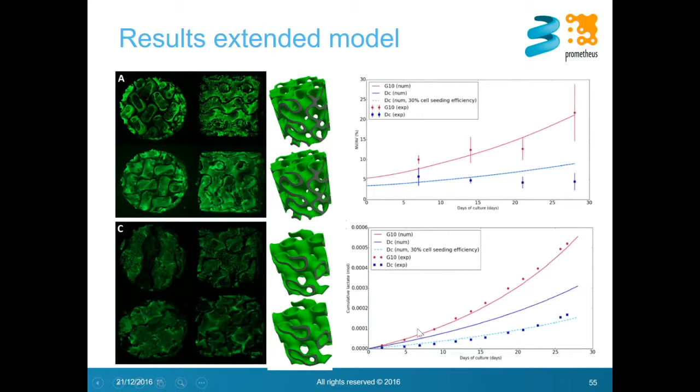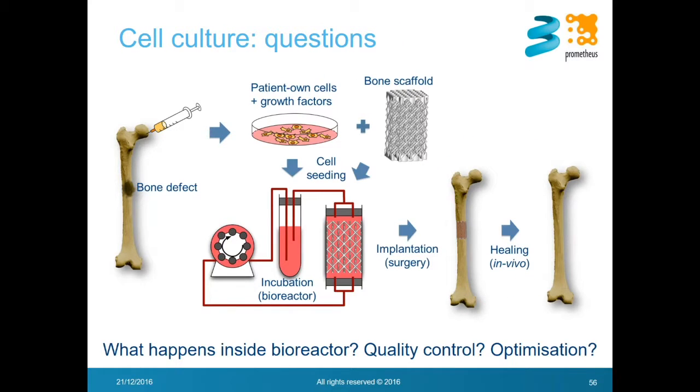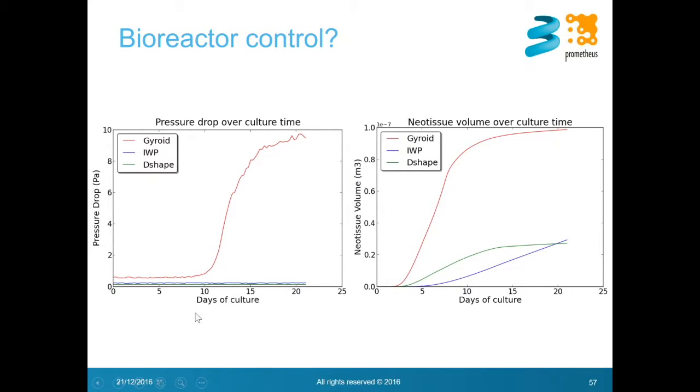There we can also look at cumulative lactate, so that we can actually calibrate and validate the model for that aspect as well. So if we come back to the questions that we had, what happens inside the bioreactor, the quality control, the optimization. Let's see, for the bioreactor control, often people think that if you want to assess filling of the scaffold, looking at the pressure drop over the scaffold, because you can have these sensors at the inlet and the outlet of the bioreactor chamber, looking at this pressure drop will tell you something about filling.